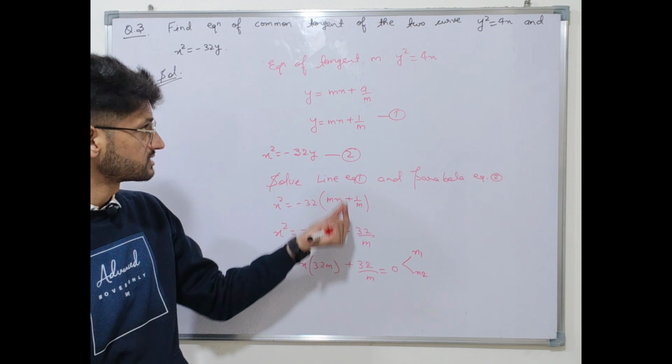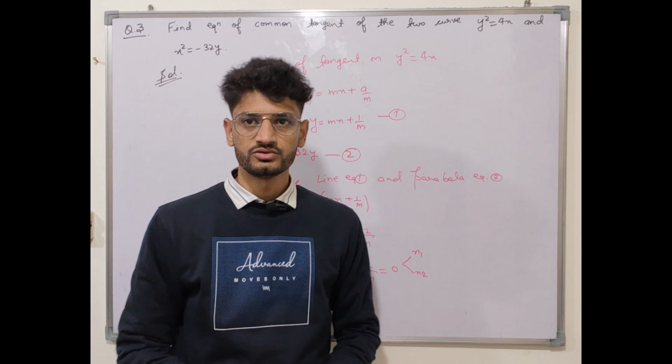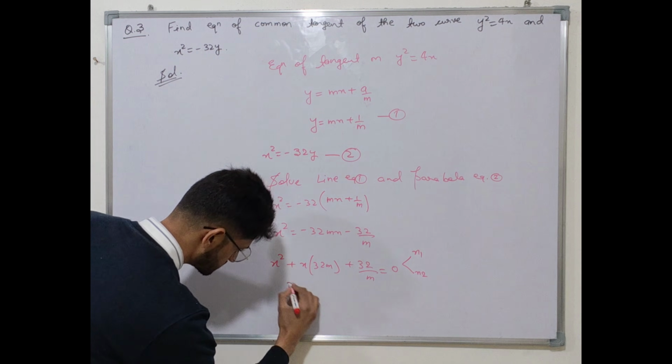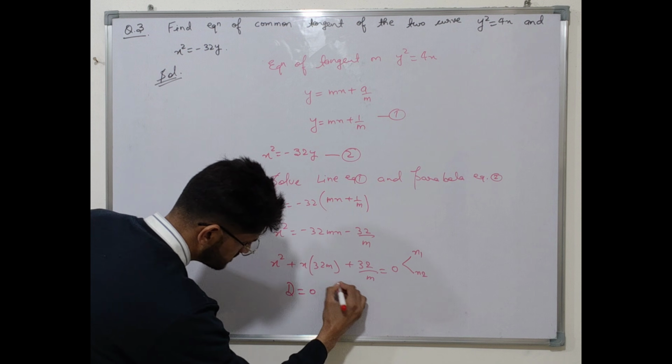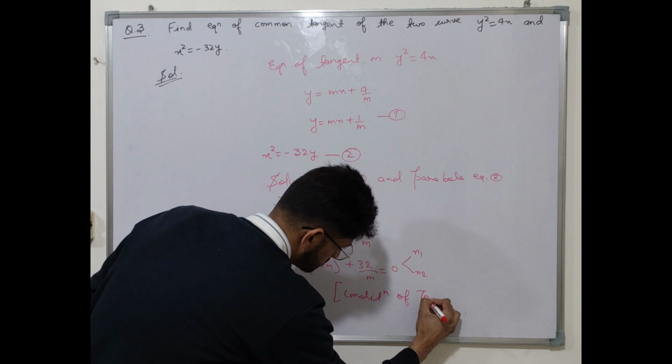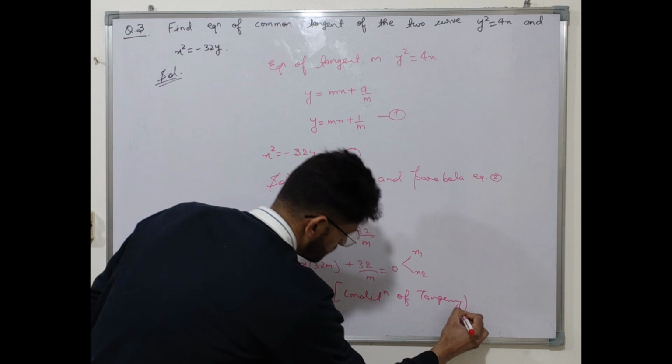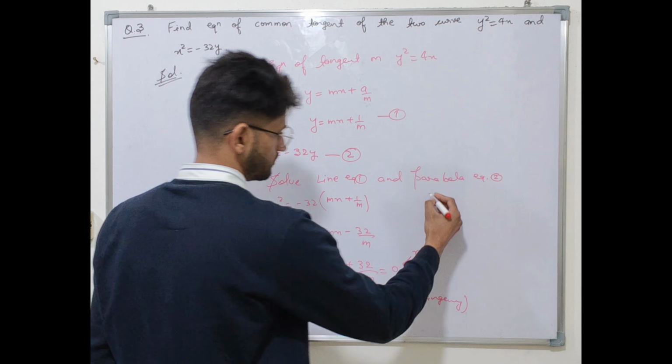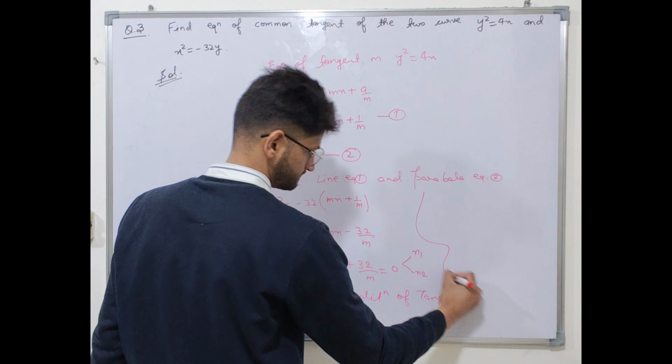But in case of this question, we know this is a tangent. It means there will be a single solution, that is D equals to 0, the condition of tangency. We have already seen in the derivation also the condition of tangency. So we will write D equals to 0 and solve. Let's see what will happen.